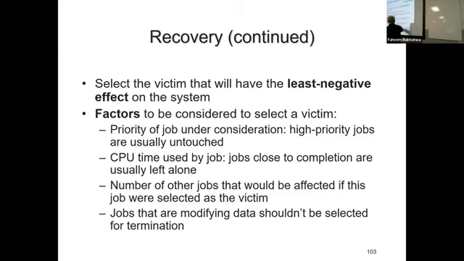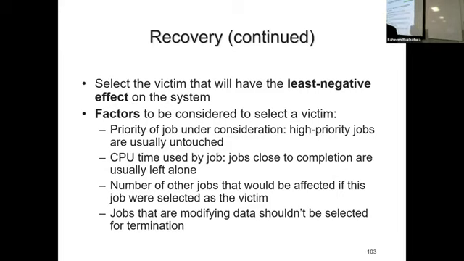The number of jobs that would be affected if the job were selected as a victim. Like one job is waiting and it's holding 5 resources. Another job is waiting, it's holding 2 resources. You better go for the one that has 5 resources. Because if you terminate it, all these resources are available, and they have a better chance of releasing the deadlock.